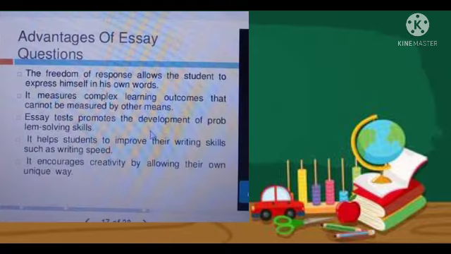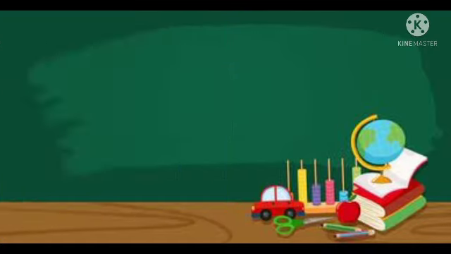Let's move on to the advantages of essay questions. So, the freedom of response allows the student to express himself in his own words. It measures complex learning outcomes that cannot be measured by other means. So, the essay test promotes the development of problem-solving skills, and it helps students to improve their writing skills such as writing speed, and also it encourages creativity by allowing their own unique way.